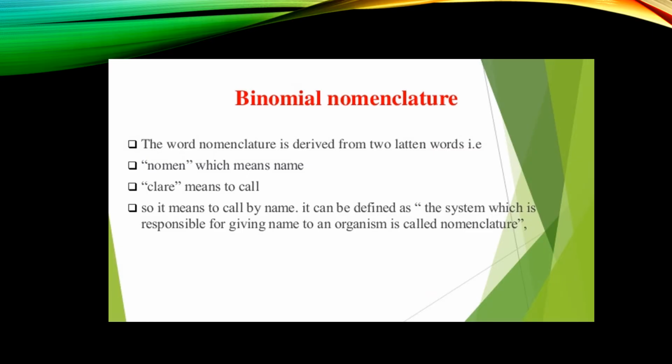The word nomenclature is derived from two Latin words: nomen means name, clare means to call. So it means to call by a name, to identify a particular species, no matter whether it is an organism, a plant or an animal.